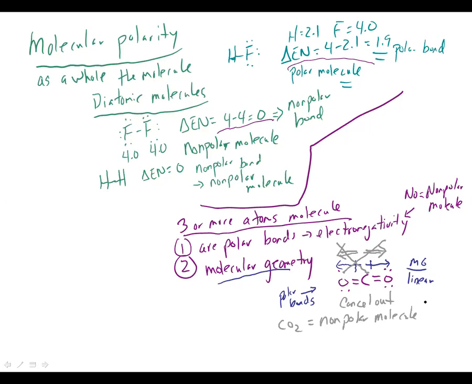Any questions on that? So when we talk about these dipole arrows that we draw, these are sometimes referred to as vectors in physics. They have direction, right? And they also have magnitude.